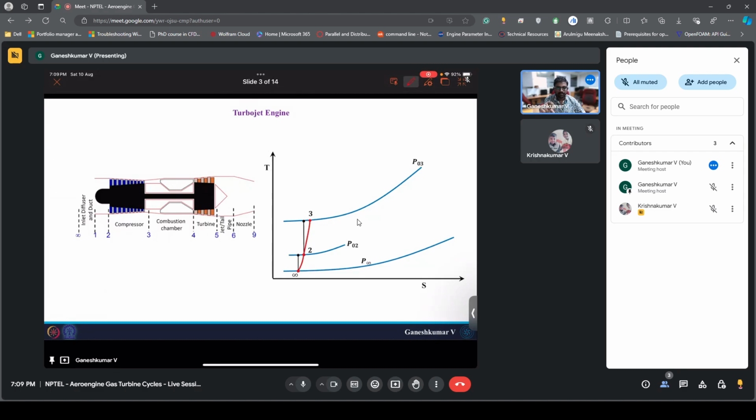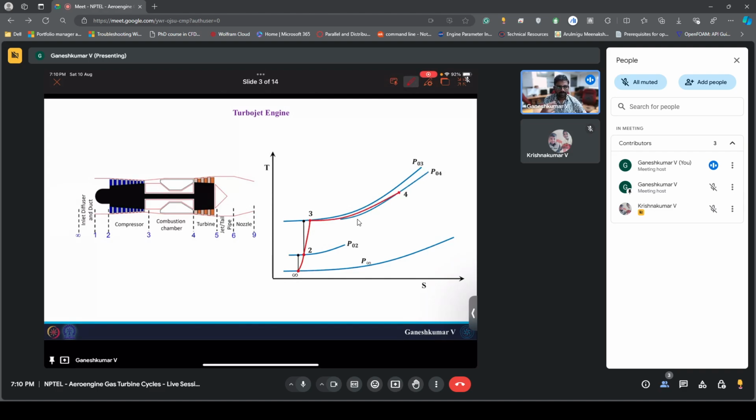And the pressure ratio across the compressor will be P03 by P02. So this will be the high pressure in your entire gas turbine engine. But this does not correspond to high temperature, you will see soon. Now, once it leaves the compressor, it enters the combustion chamber.